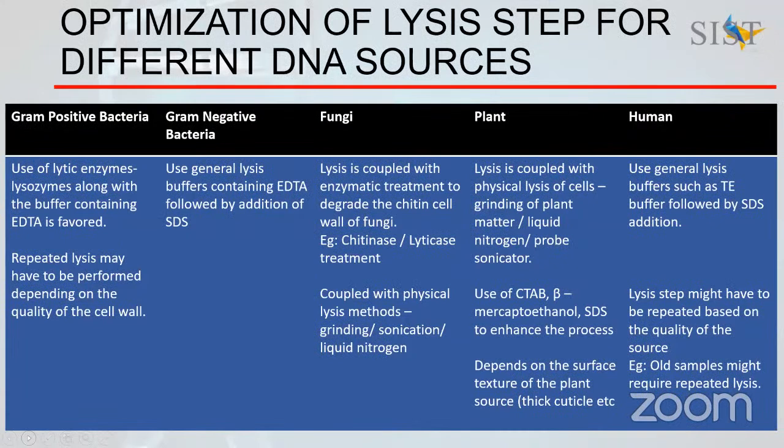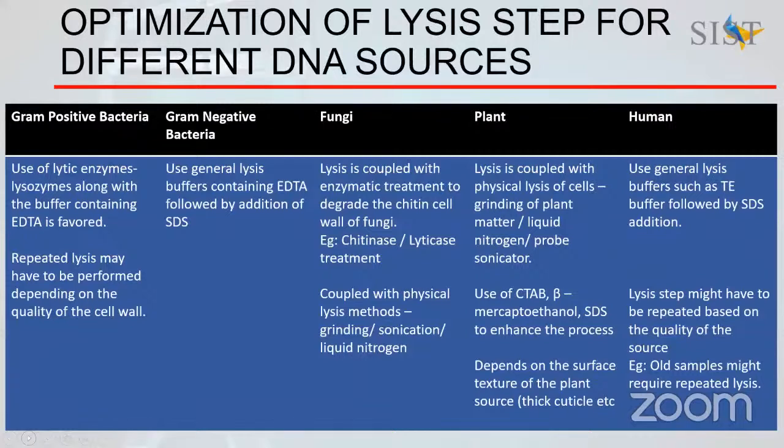So, optimization of the lysis step for different DNA sources. When we are trying to extract DNA, we can obtain it from any source. It could be from a plant cell, or from a fungal cell, or from bacteria, or even from a human cell. So in order to make it an efficient process, we can optimize the procedure by adding certain reagents.